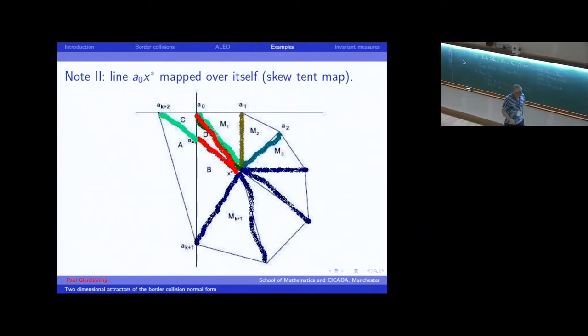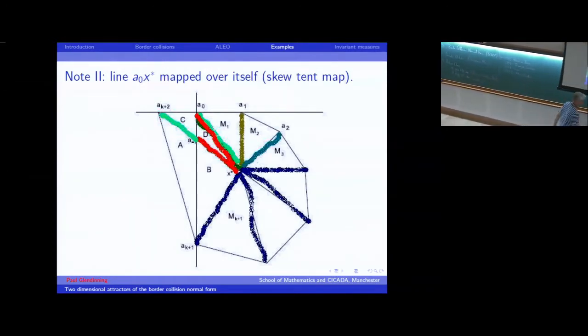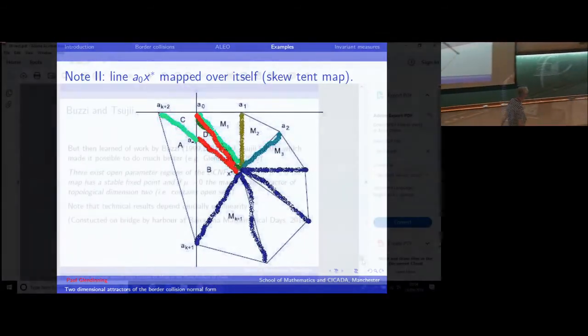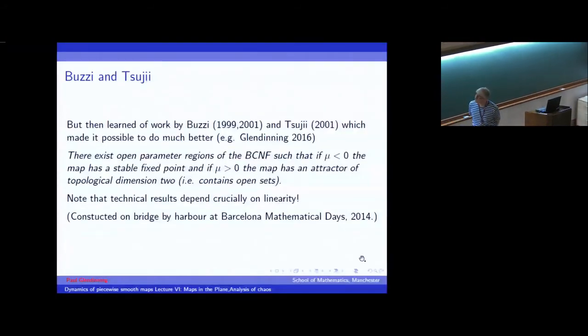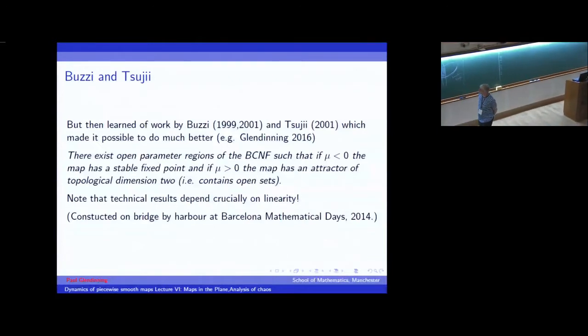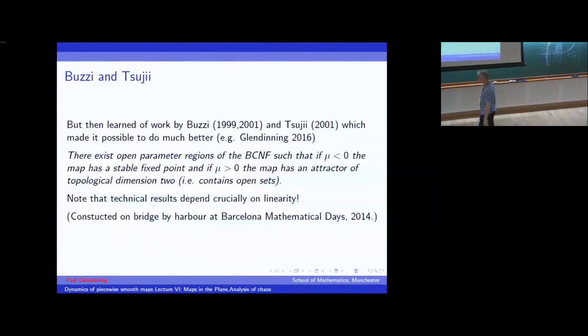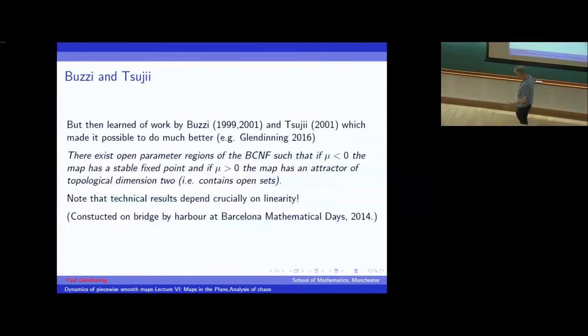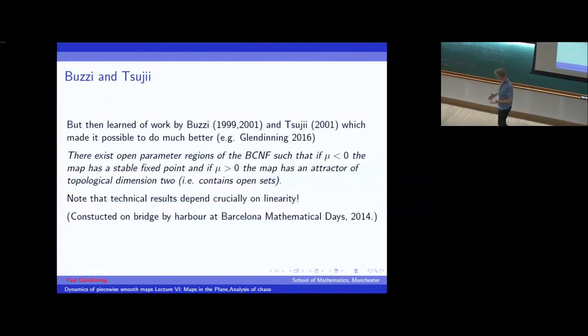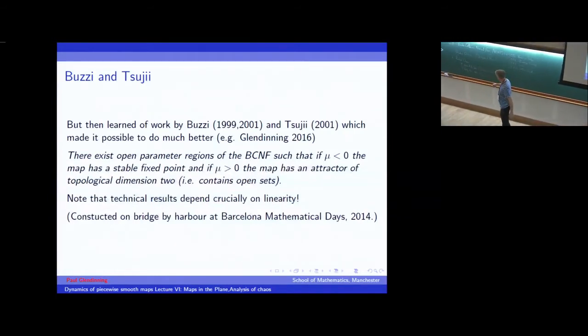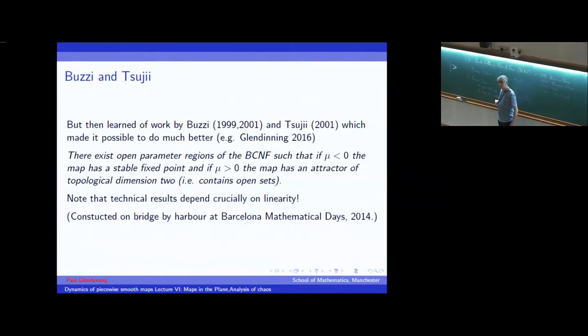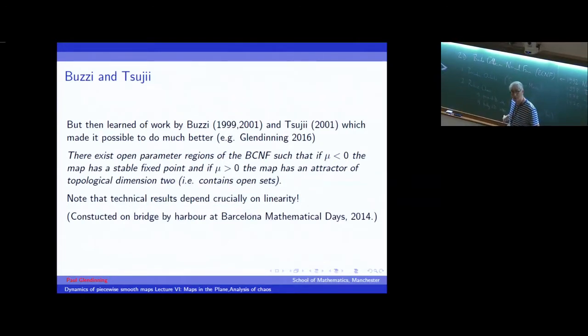So, how much time do I? Oh, I do. Yeah, so let me just. So, Buzzi and Tsujii. So, this allowed me to do much better and to actually try to get back to the robust chaos type of idea. So the problem I guess I felt I was facing was, to begin with, we weren't even sure whether these things existed. So, do there exist fully two-dimensional attractors?